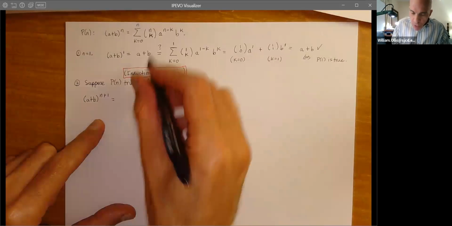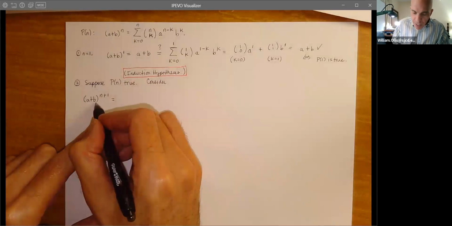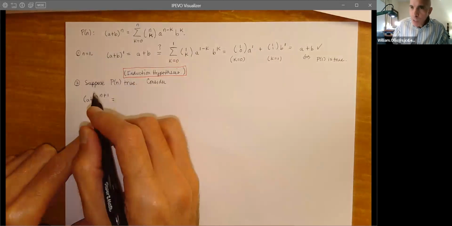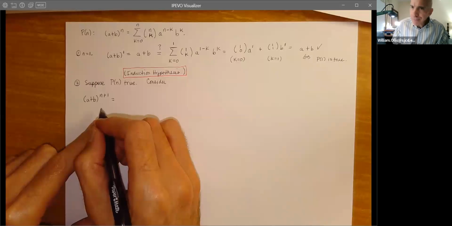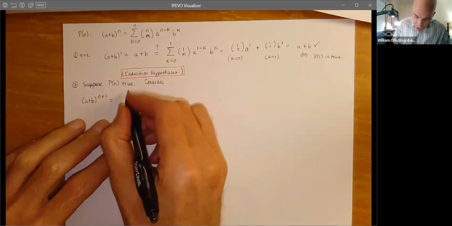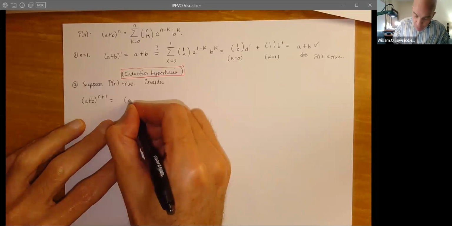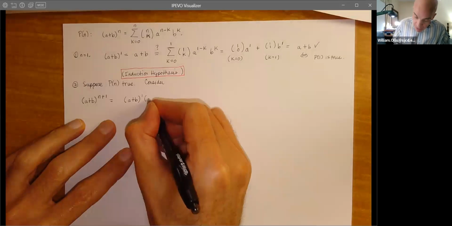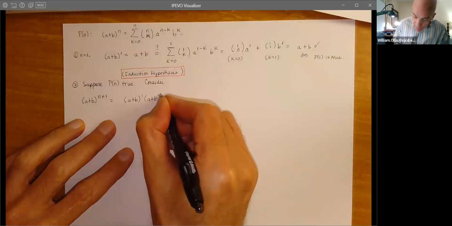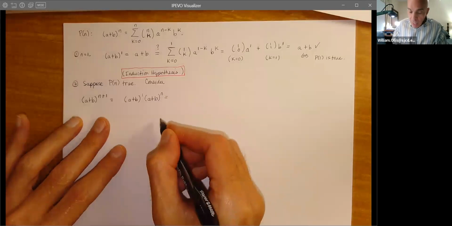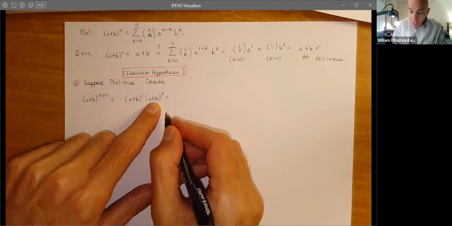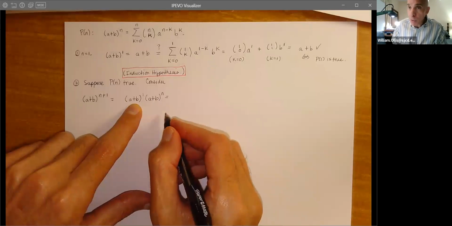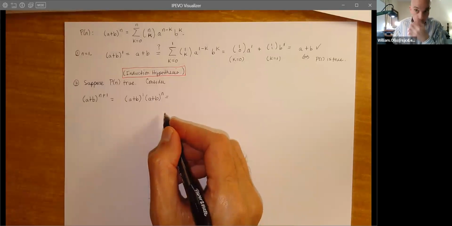So can we use this to show that this is actually this formula where n has been replaced with n plus 1? Well, let's try it. So this is what? A plus b to the first power times a plus b to the nth power using the laws of exponents. There's my induction hypothesis there, and I can always multiply by a plus b by the distributive law.